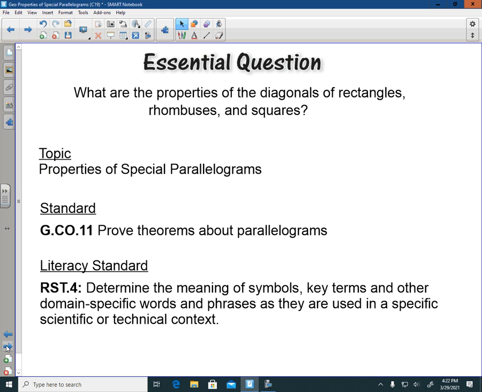All right, your topic today, properties of special parallelograms. So we're sticking with parallelograms, but we're going to be specializing in some very special parallelograms. Your essential question, what are the properties of the diagonals of rectangles, rhombuses, and squares? Those three objects are the special parallelograms that we're going to be talking about today, and we're going to be talking about their properties. Make sure that topic makes it into the table of contents of your notebook, and let's do this.